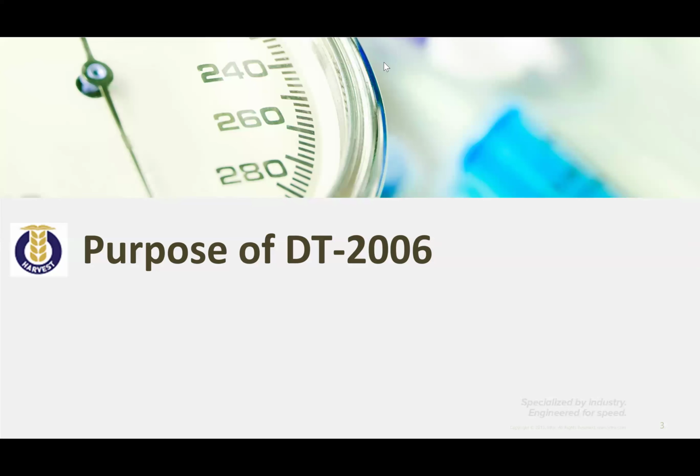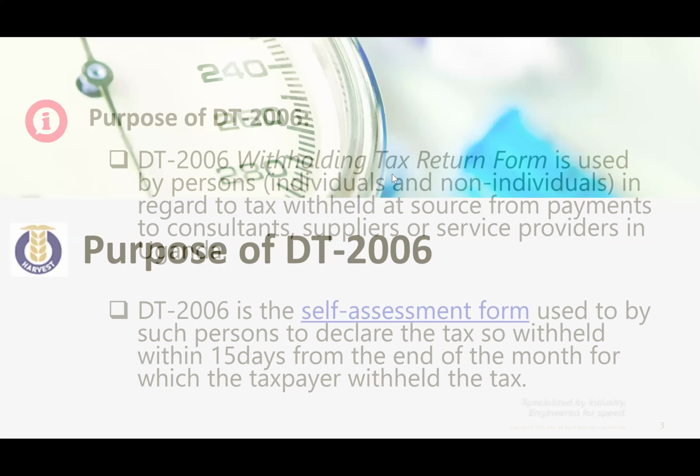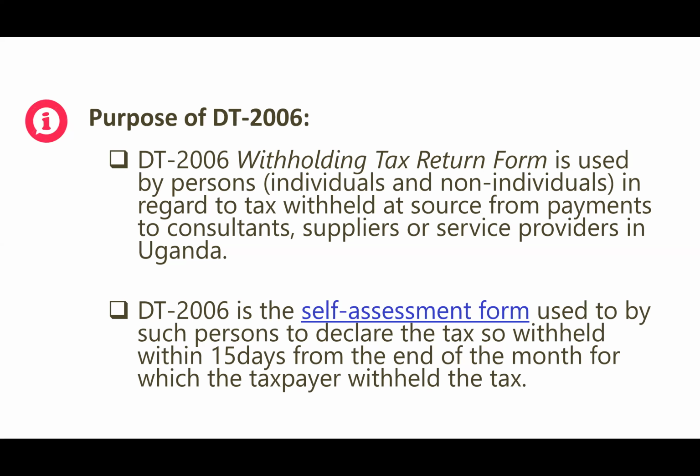So what is this DT 2006? The DT 2006, the withholding tax return form, is what the taxpayer will use in regard to the tax withheld at source from the payments they make to either the consultants they have hired, suppliers of inputs to the business, or the service providers they have hired during the period under review. These can be individuals like you and me, or non-individuals like companies.